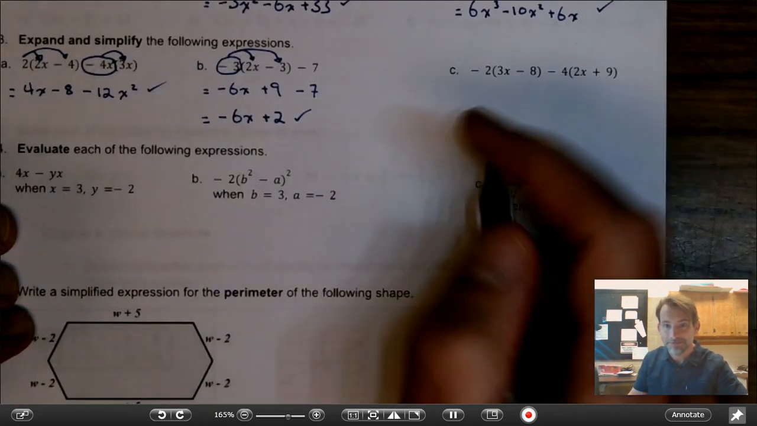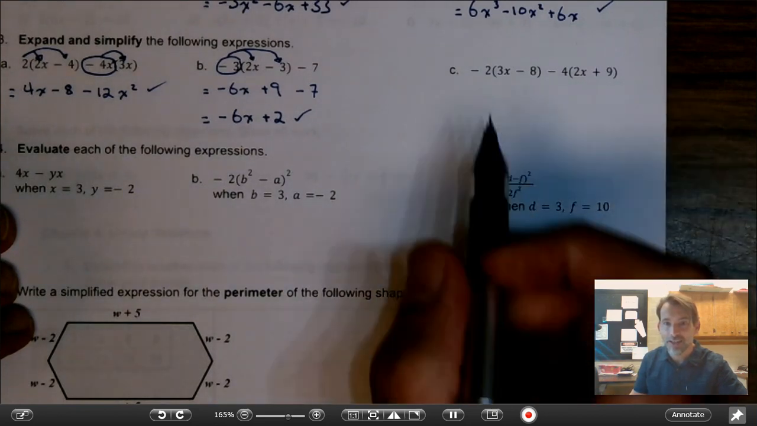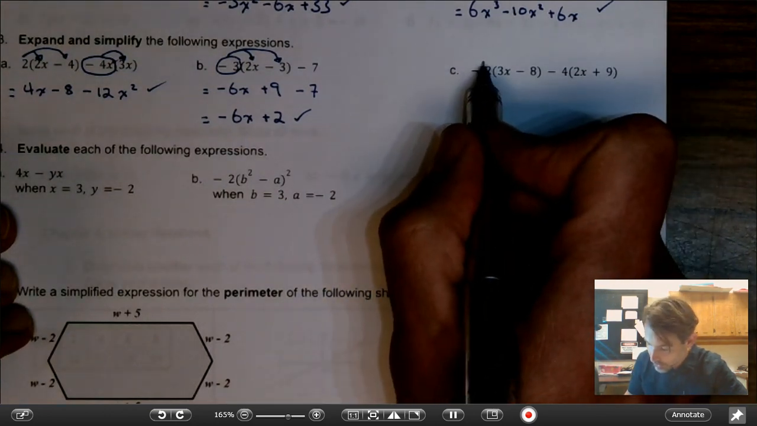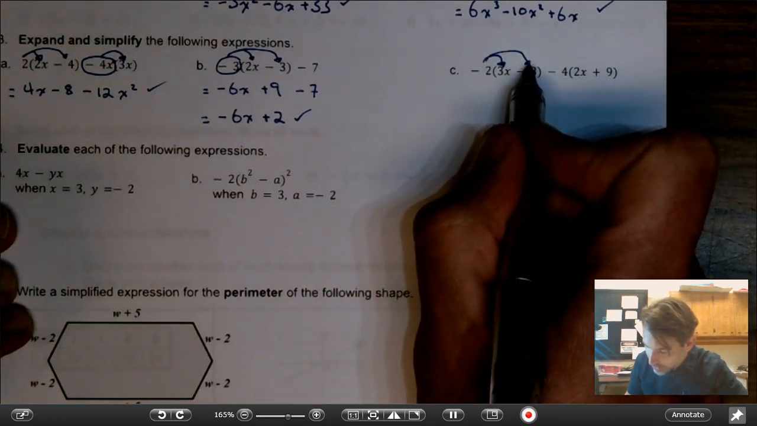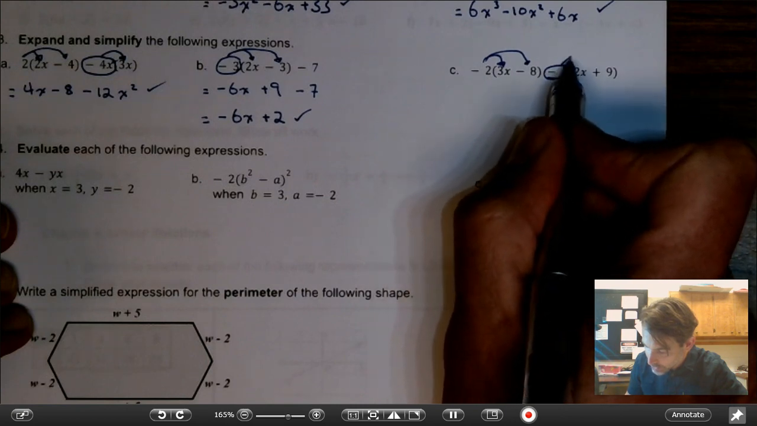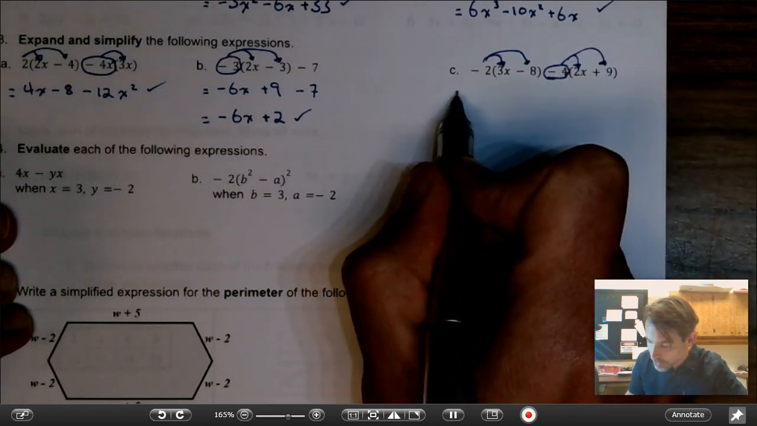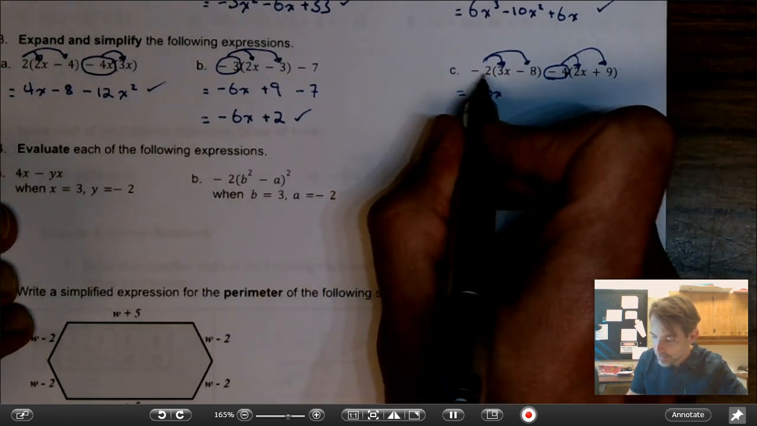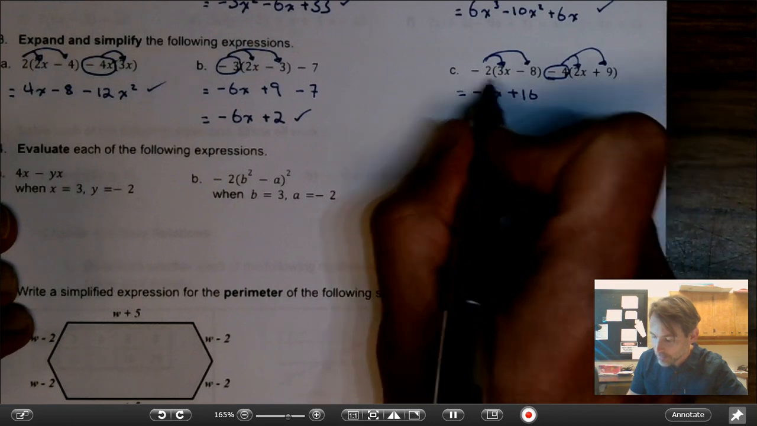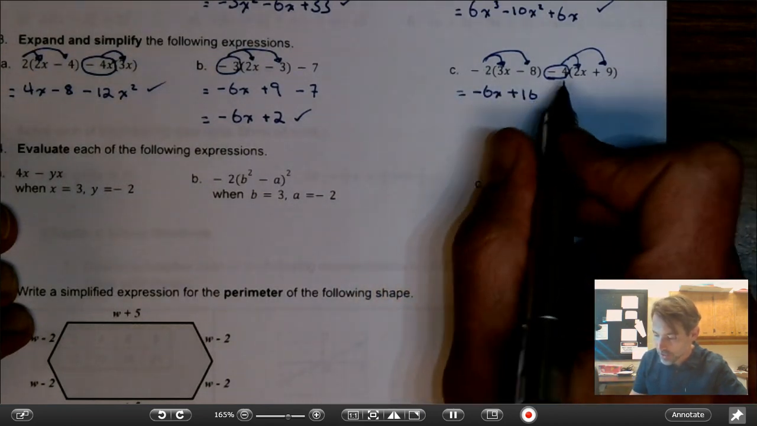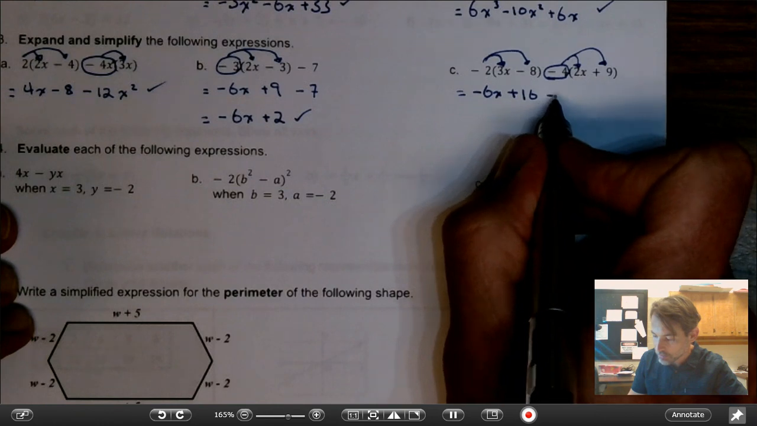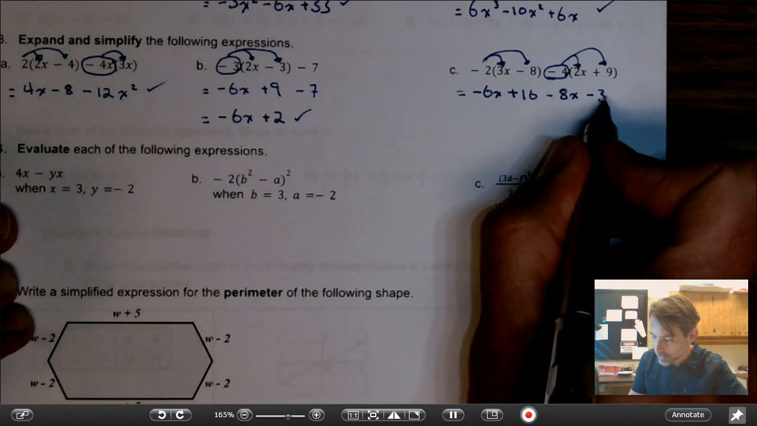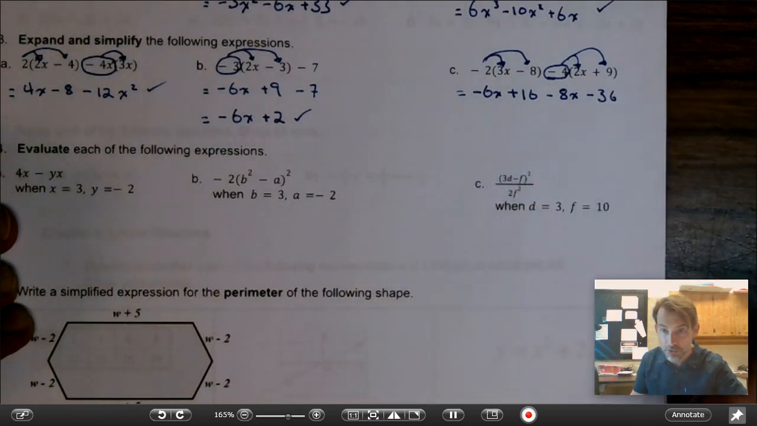Let's keep going. Over here. All right, let's go. So negative 2 times (3x minus 8). So we're going to distribute this negative 2 in. And then this negative 4 is going to distribute in here as well. So let's do all the distribution in one line. Negative 2 times 3x is negative 6x plus 16, because negative 2 times negative 8 is positive 16. And then minus 4 times 2x is minus 8x. And minus 4 times 9 is minus 36. Okay, so all the distribution has been done.